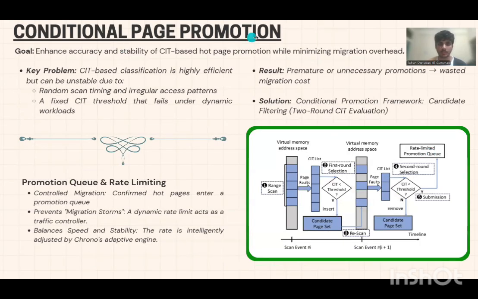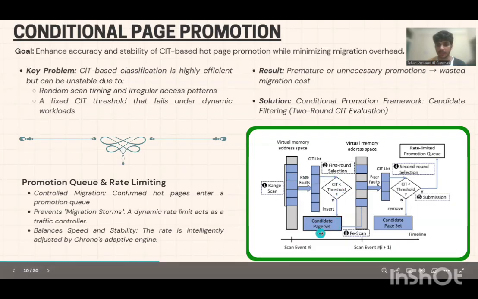The next is conditional page promotion. When we promote pages based on just a single scan, we cannot be sure that the decision was correct, because it could be that by chance a page which is usually not accessed happened to be accessed in that particular scan. The solution to this problem is two-round CIT evaluation. This is the first round, and the pages that pass this threshold are sent to a candidate page set.